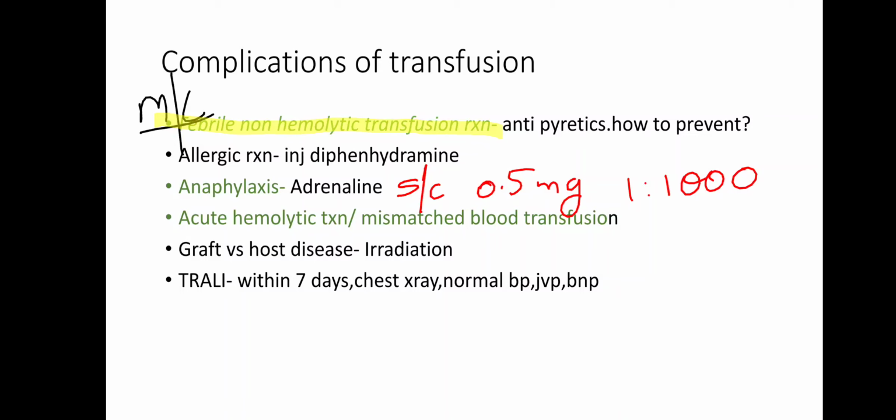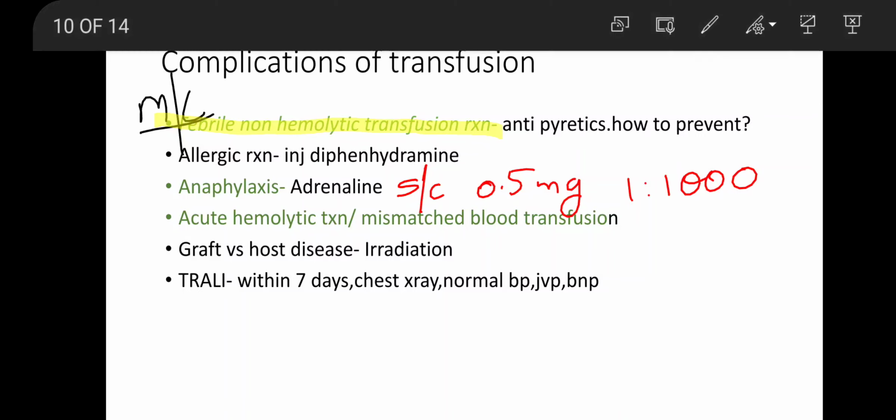So what happens? Can go for hypotension. Chest pain can occur, affecting the coronary circulation. If it is affecting the renal, causing acute tubular necrosis, flank pain. Because of the hemoglobinuria, we have told acute tubular necrosis, AKI can occur, renal cause AKI can occur.